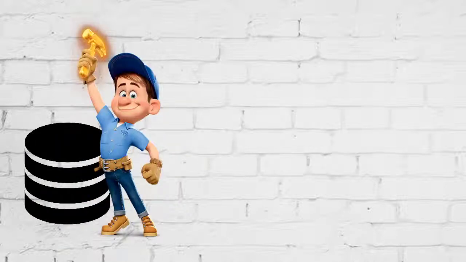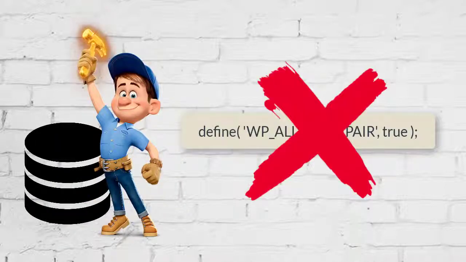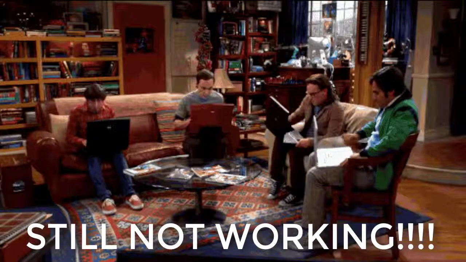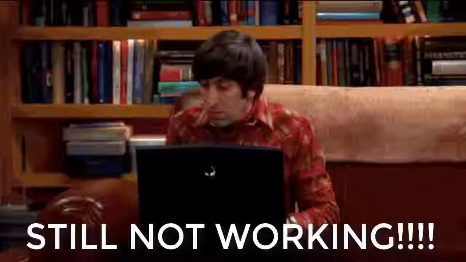Once you're done repairing your database, be sure to remove the line of code we have added to the WP config file. This will disable access to the repair page and prevent anyone else from messing with your database. If it didn't work, let's move to the next step to continue troubleshooting.